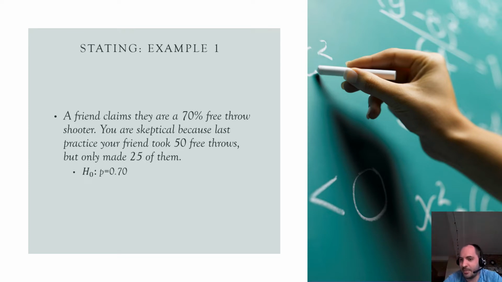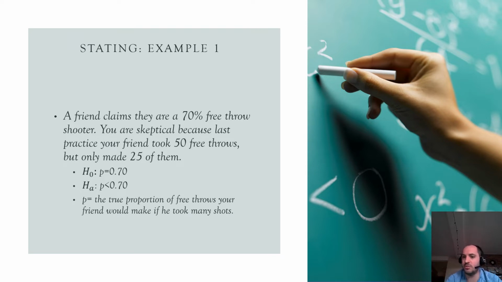So what I could make as my hypothesis test is, they're claiming they're a 70% free throw shooter, so the proportion of shots they think they'll make is 0.7. Well, we think it's less than that. So our alternative hypothesis is that the true proportion of free throws your friend would make is less than 0.7, because that's what you want to find evidence to support. Notice I stated my null hypothesis, my alternative, as well as the parameter that I'm interested in studying. This is called a one-sided alternative hypothesis because p is less than 0.7, or if it was greater than something. If it's not equal to, that's called a two-sided.